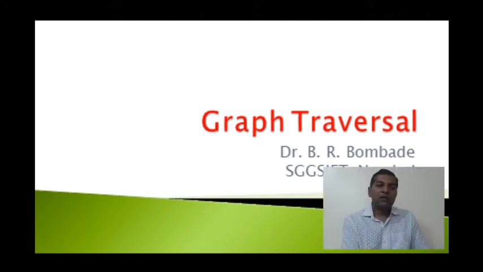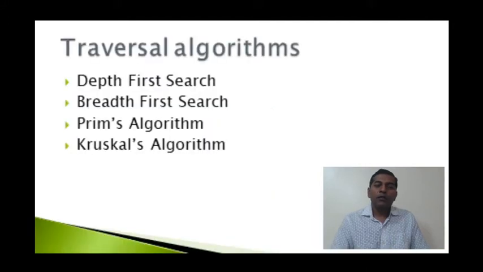In graph traversal, we have a few very well-known algorithms. Those are depth first search, breadth first search, Prim's algorithm and Kruskal's algorithm. So today we'll start with the depth first search algorithm.